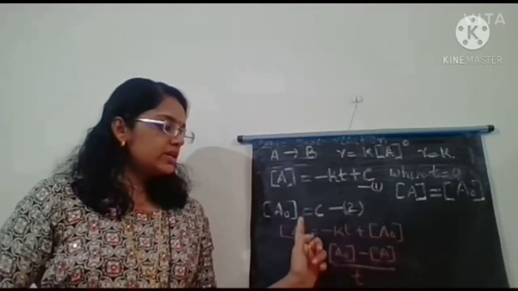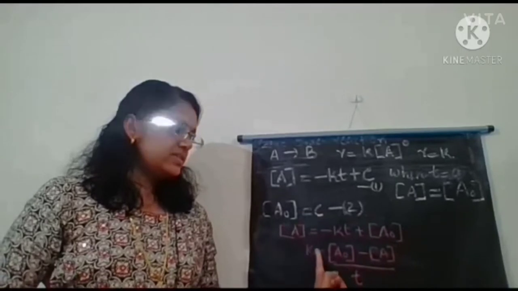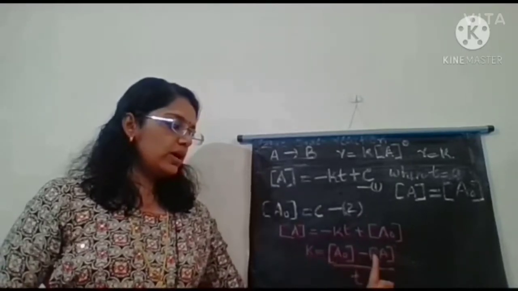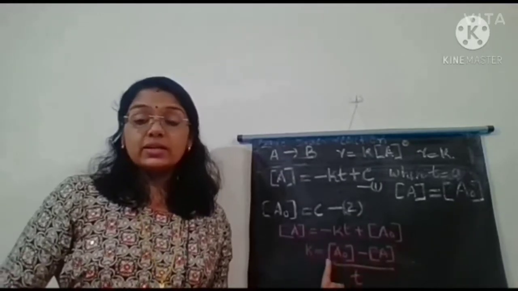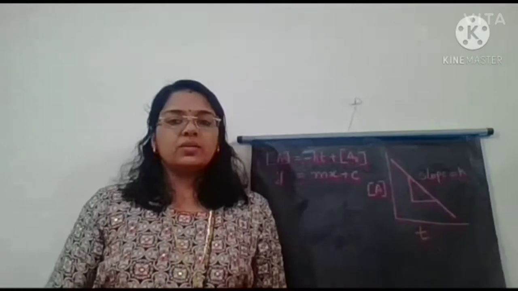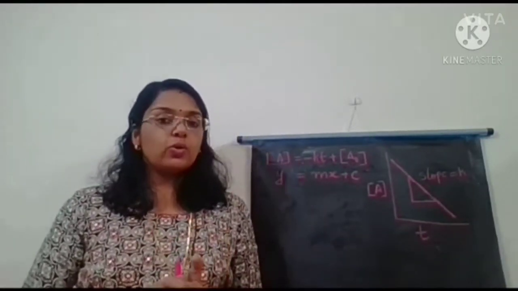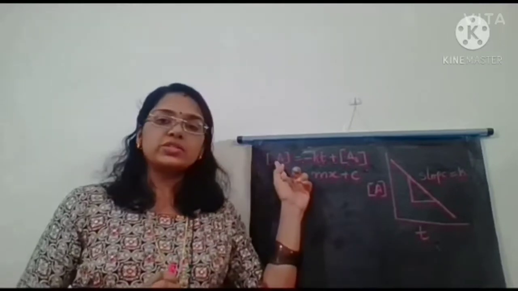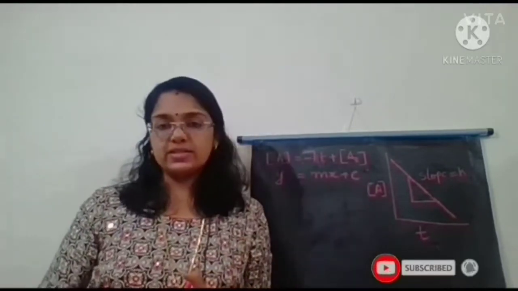Then on rearranging we will get the rate constant or specific reaction rate as k is equal to concentration of A0 minus concentration of A divided by t. So this is the integrated rate equation of a zero order reaction. So we found that the integrated rate equation for a zero order reaction is concentration of A is equal to minus kt plus concentration of A0.